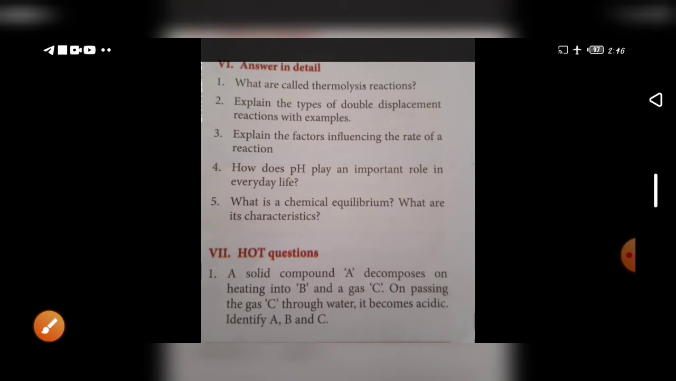Answer in detail. What is called thermolysis reaction? Thermal means heat energy, you know very well. So page number 140, A side, thermal decomposition reaction, having that paragraph up to otherwise called thermolysis reaction. In this type of reaction, start there, after that 7 lines, otherwise called thermolysis. Up to that one you write down.